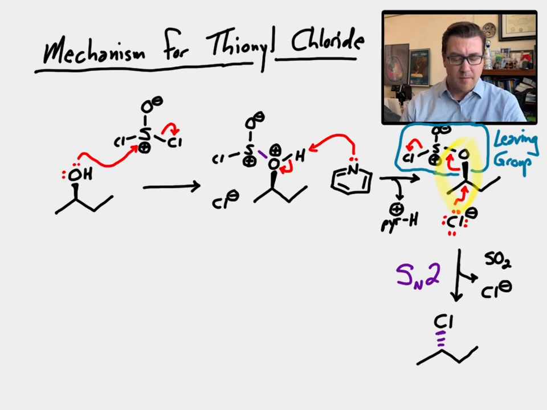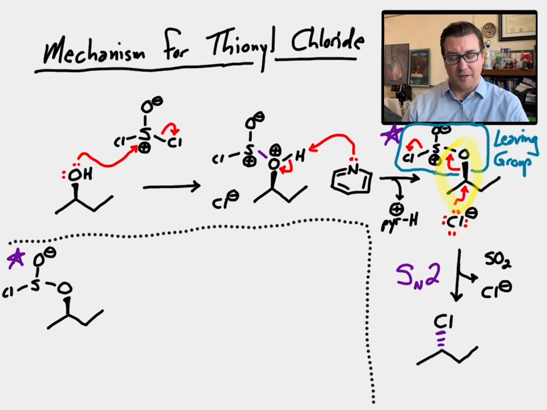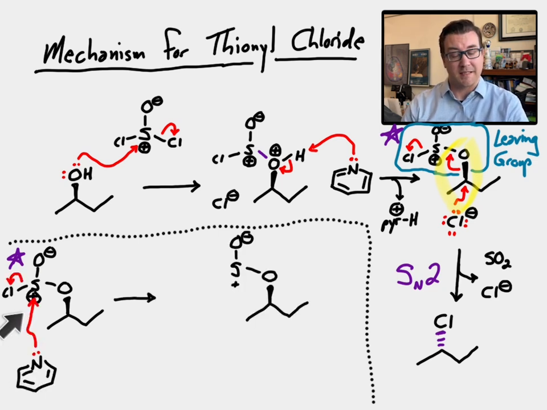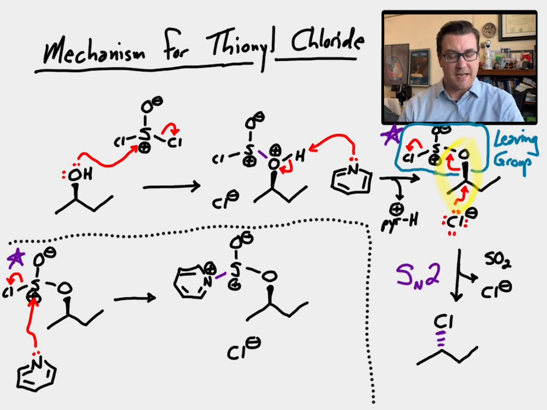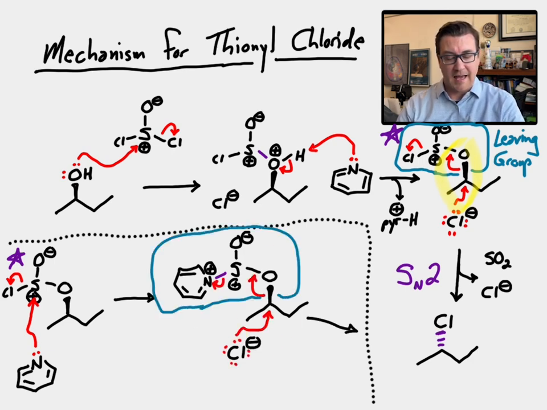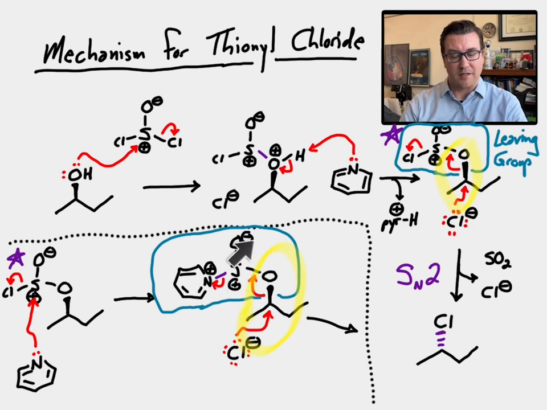One of the things I want to point out about that is that this is how it's often shown in the books, but it's been recently shown that this mechanism likely occurs actually with another equivalent of pyridine that comes in and displaces a chloride to form this pyridinium species here. The chloride can again act as a nucleophile here, where this whole big thing here is the electrophile, and in this case you lose SO2 and pyridine as your leaving groups.